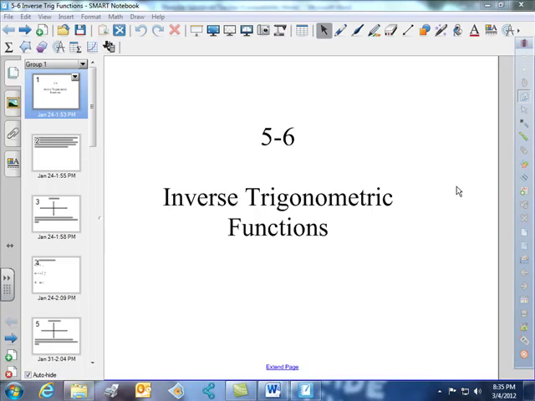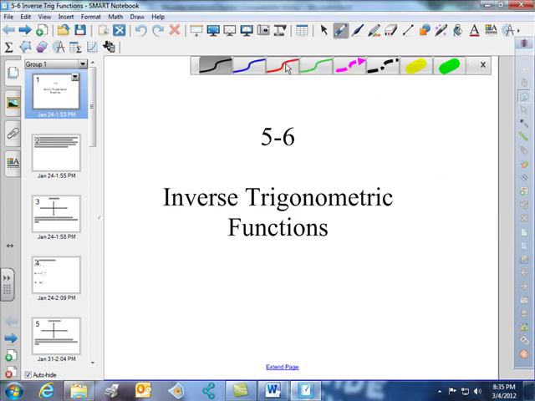Hey, just want to give you some notes here over the next section of the chapter, which is section 5.6, dealing with inverse trigonometric functions. I'm going to get through probably about a third of the notes of the entire section here, and then you will be given an assignment based on the notes that I'm giving to you. So try to keep up as far as that is concerned.